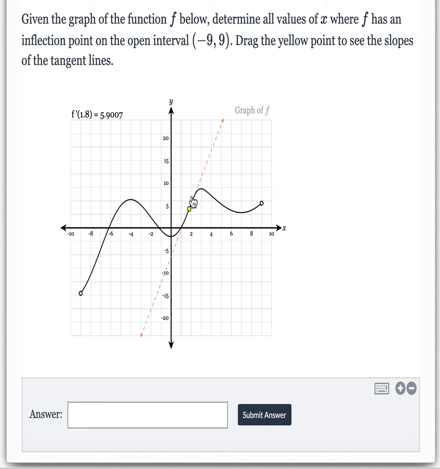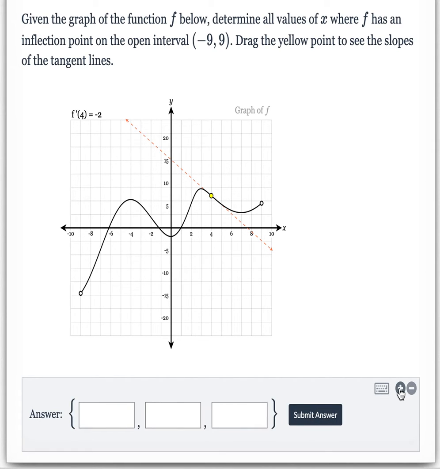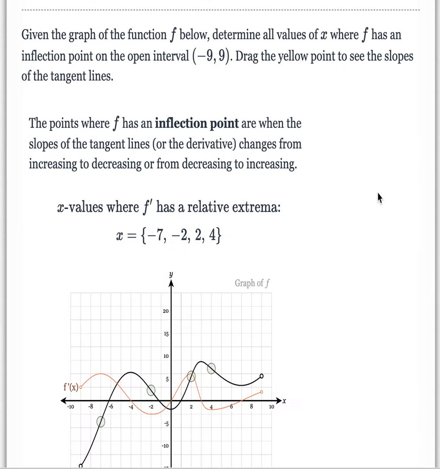2 is another answer. And then as I continue right here around 4, I also have a switch. So when I go to type in my solutions, I have 4 locations where I have the switch from sad face to happy face. I have them at negative 7, negative 2, 2, and 4. And that would be correct.